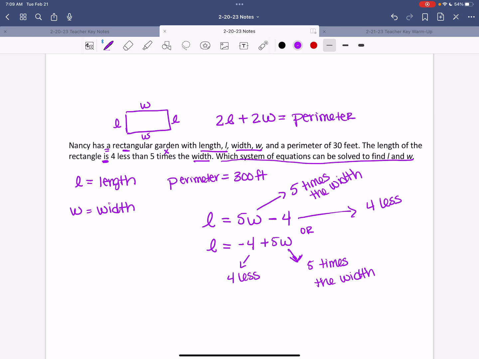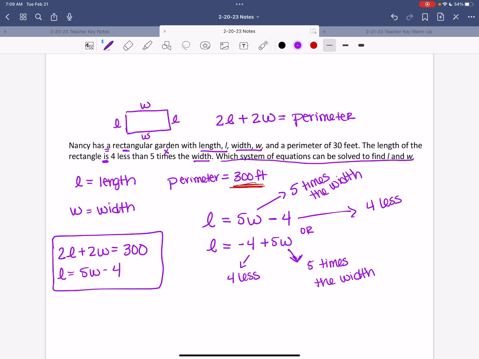So you guys know you're going to need to add up all sides to get your perimeter. Well, yes, but you have 2 lengths and you have 2 widths. So now I'm going to do 2 length plus 2 width is equal to the perimeter we were given, which is 300. So that's it. What I'm going to do is put length is equal to 5W minus 4. I'm going to choose that way to write it, but you can choose either way.